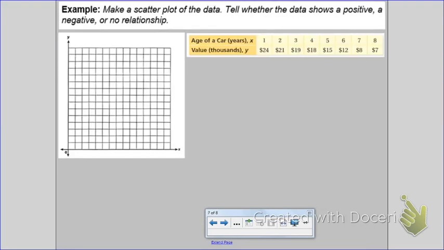Go ahead and pause the video and try this problem on your own. You're going to make a scatter plot and then tell whether the data shows a positive, negative, or no relationship. Don't forget that you need to label your axes and also your scale that you're going by. You can choose what scale to use. So go ahead and pause the video and try that.